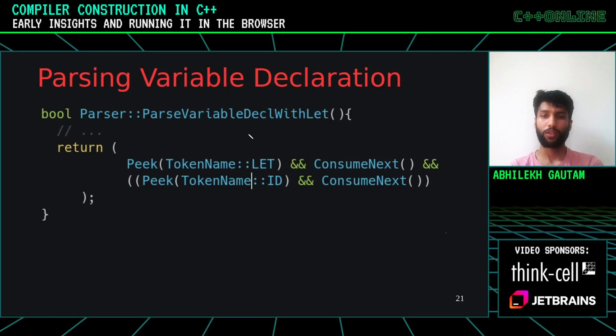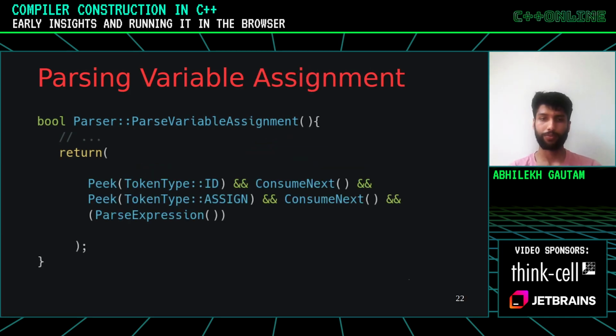The parser will look into the sequence of tokens it receives from the lexer, and whenever it sees the let keyword, it will move to the next token and check if the next token is an identifier. If it is, we are done, because we found a let and we found an identifier. So the parse is successful, and we have assured that this is a variable declaration.